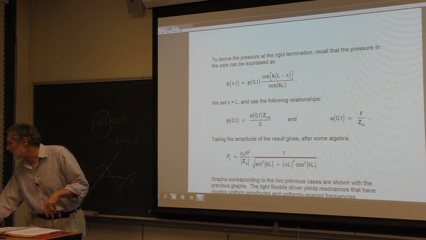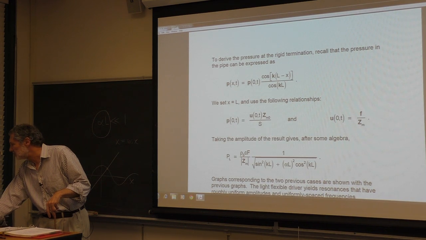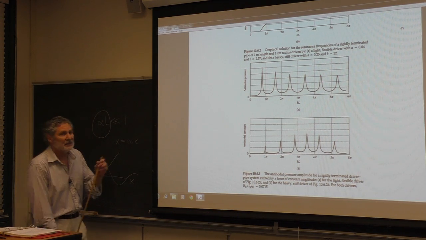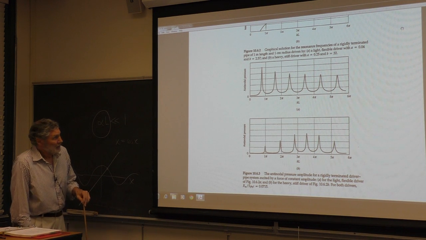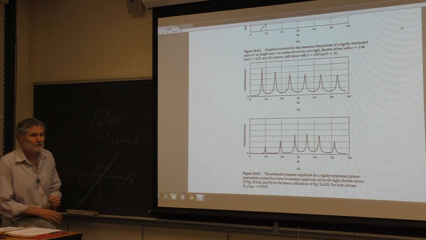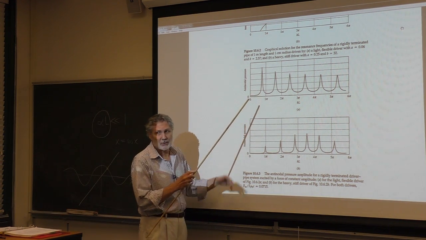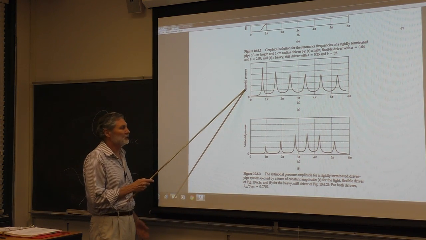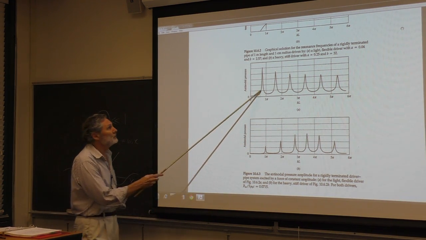Okay, and now let's see what this looks like. So here's what it looks like. Here is the light flexible driver, and we get these beautiful curves. You cannot trust these curves, and I'll point that out to you in a minute. But they're going to look at least qualitatively like this. So here we very clearly see the pressure at the end, it's an antinode at the end, so this is going to be the pressure. We get these beautiful resonances here, right?